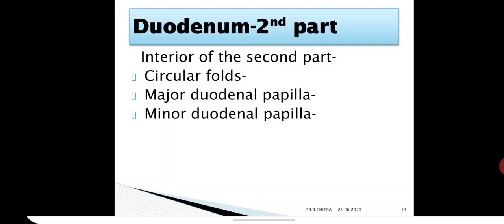The interior of the second part we have covered in a separate topic, but for the time being we will see it has circular mucous folds, the major duodenal papilla and the minor duodenal papilla. The major duodenal papilla is the opening where the bile duct and the main pancreatic duct open. The minor duodenal papilla is the opening where the accessory pancreatic duct opens.